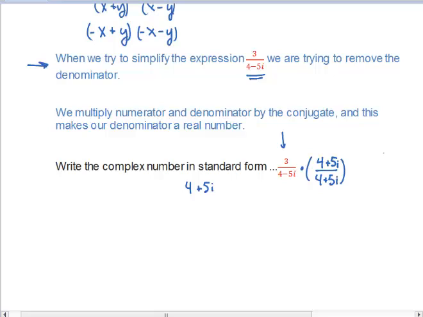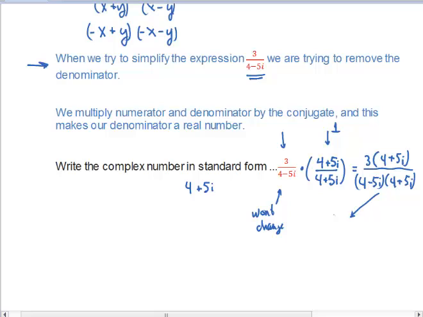So I have 3 over 4 minus 5i. I'm going to multiply top and bottom by the conjugate, because essentially this numerator over denominator is equal to 1. So I'm not really going to change the value of that fraction, but it'll change the way it looks. In the top, I'm going to have 3 times 4 plus 5i. And the bottom, when I FOIL that, I'm going to have 4 minus 5i times 4 plus 5i.